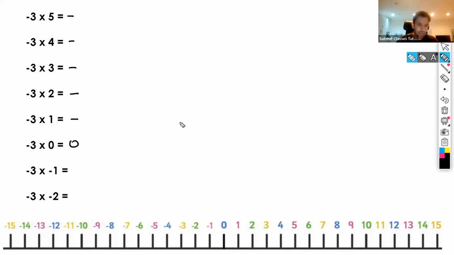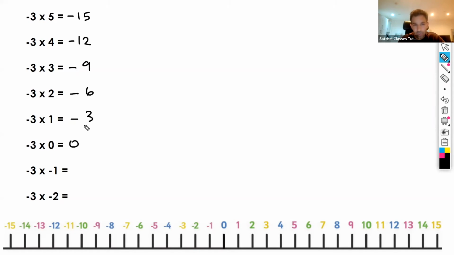So what does that give us? What is the result here? Well, let's have a look. -3 times 5 is -15. -3 times 4 is -12. -9, -6, -3, and then 0. Now, can we spot a pattern here?